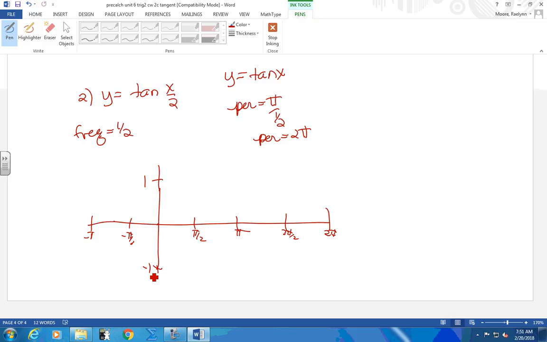For period, isn't it 2 pi over 1/2? Or like not? No, because your period for tangent is pi. It's different because it's not a curve.